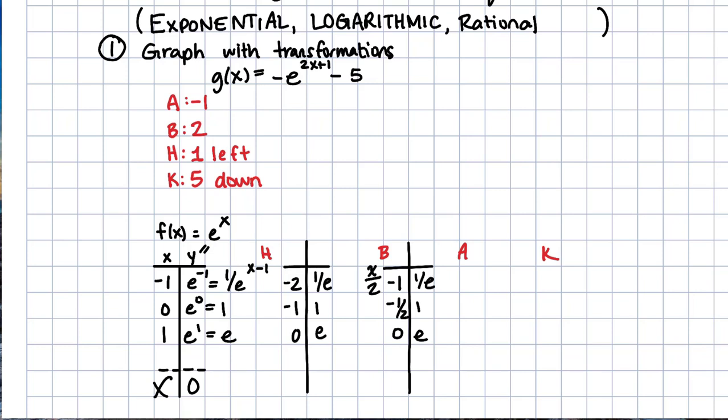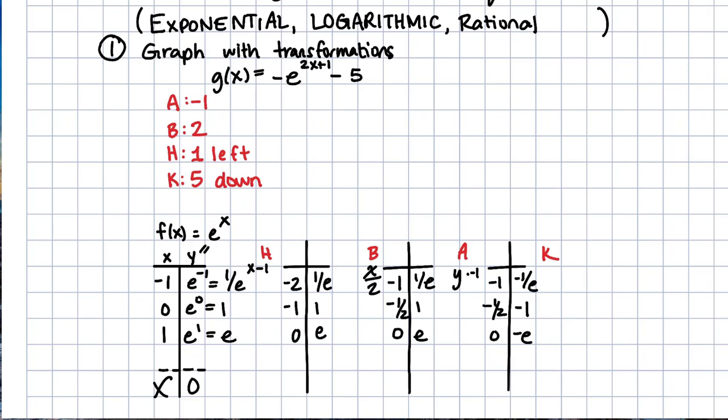And then for the a, it's going to have the effect of changing our y-coordinate. Our y-coordinate is going to be multiplied by the a value, y times -1. Our y's are going to change while the x's stay the same. So we'll get negative 1 over e, negative 1, negative e.